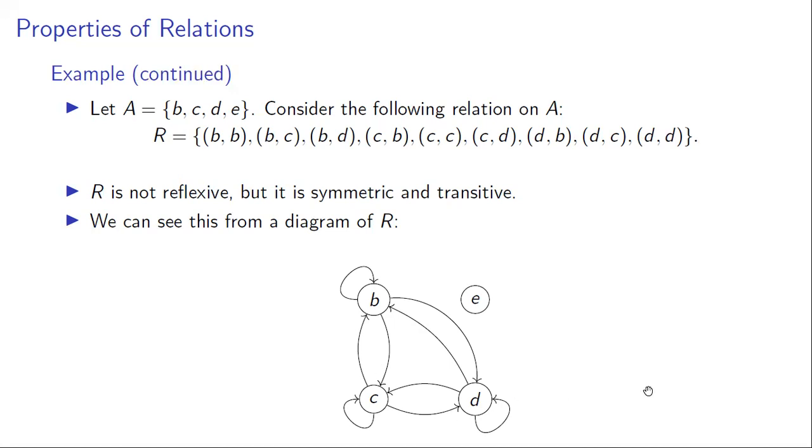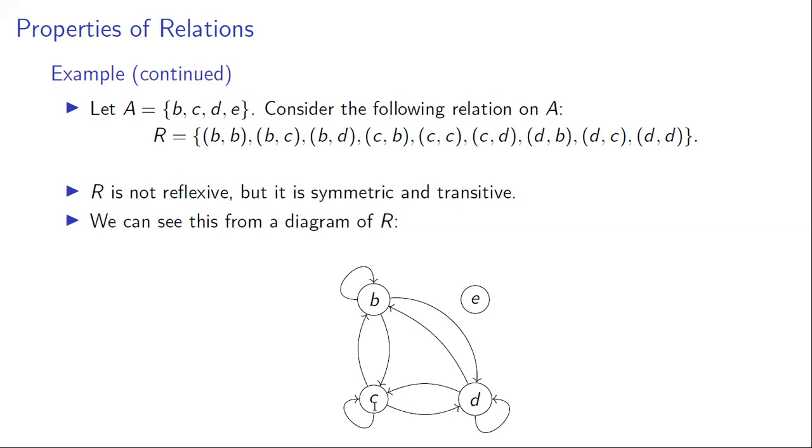All right, so that's symmetric. How about transitive? Well, transitive is represented by the idea that whenever there is an arrow from, let's say, C to B and an arrow from B to D, then there has to be an arrow directly from C to D.